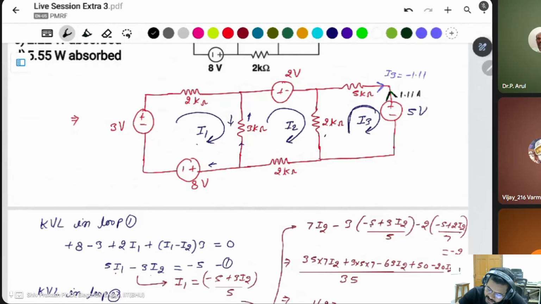It means the current is leaving from the positive terminal, so the power is delivered. If the current is entering from the positive, the power is absorbed. But here the current is leaving from the positive, so power is delivered. What amount of power? 5 into the current 1.11 means 5.55 watt power delivered by the 5 volt battery.